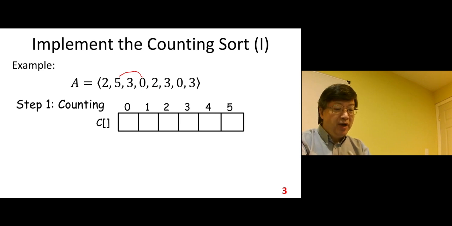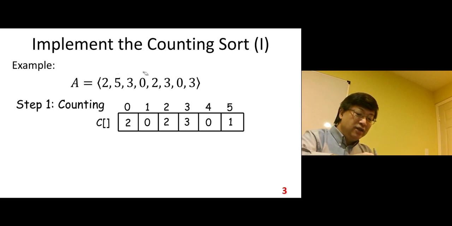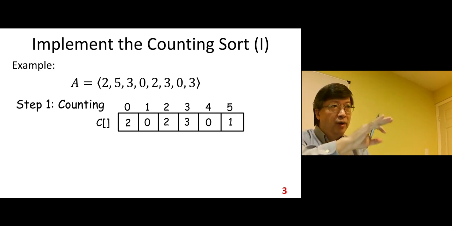0 first. How many zeros? 2. How many ones? 0. How many 2s? 2. How many 3s? 3. 0 for 4. 1 for 5. So step 1, we finish the counting in one scan, one for loop.